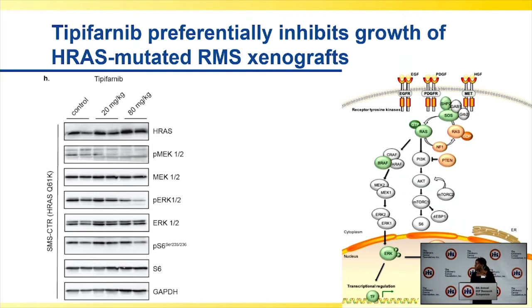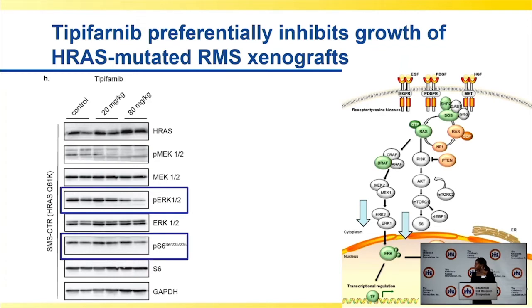And then finally, we isolated protein from tumors at the end of therapy to again look at the effects of signaling downstream of RAS. And similar to our in vitro models, we were able to see a reduction of phosphorylated ERK in our highest treatment group and a reduction of phospho-S6, supportive of the results of our in vitro experiments.